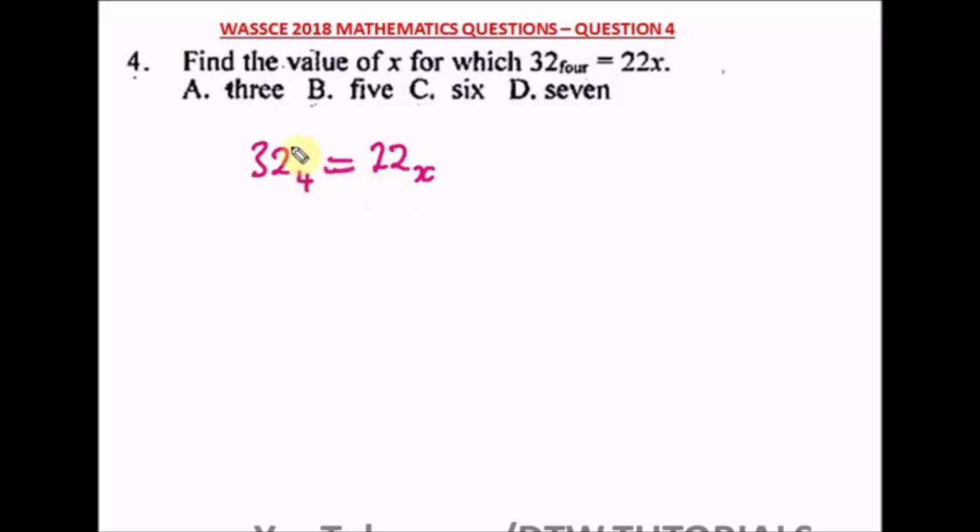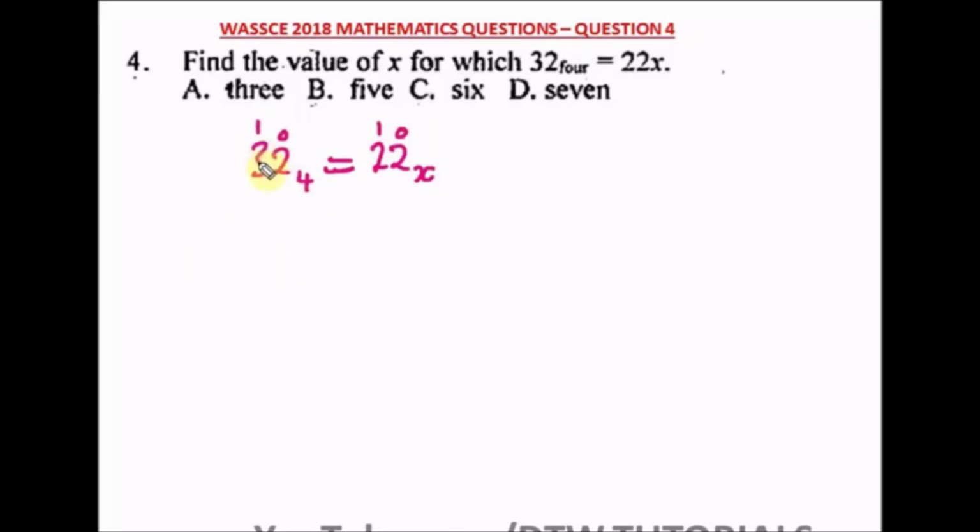Okay, so let's convert both sides to base 10. Both this 32 base 4 to base 10 and also 22 base x to base 10. So we have the same base on both sides, and definitely we'll look for x. Okay, so this will be a 0 and 1 here, this will be a 0 and 1 here. So remember our number bases.